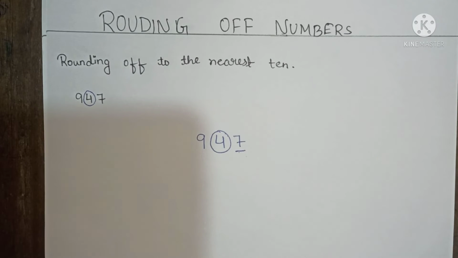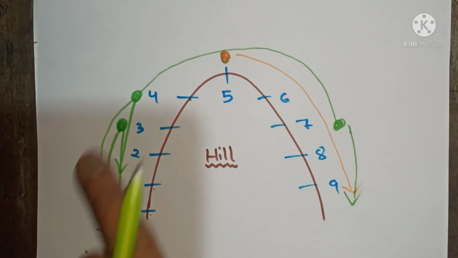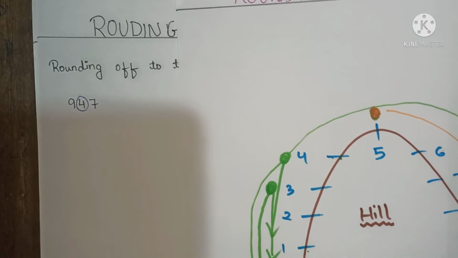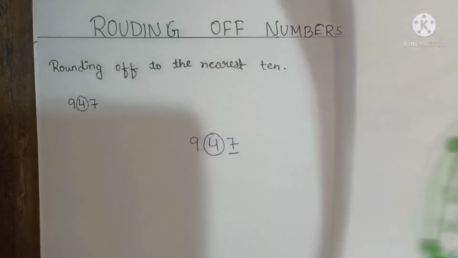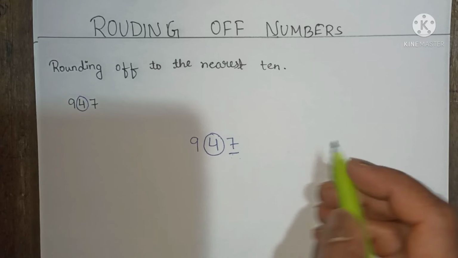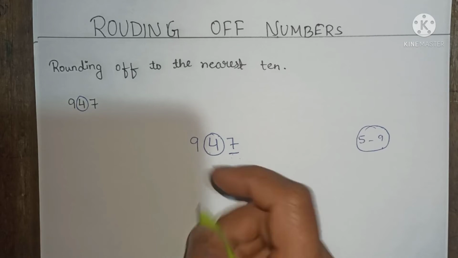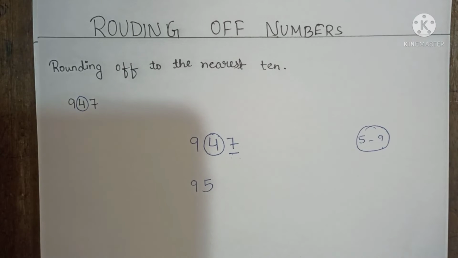Now 7, let us try to recall the hill concept that we have just learned. If it is from 0 to 4, we will fall back, and if it is 5 to 9, we will fall to the next number. Now 7 is between 5 to 9. So where will we fall? The next number. So what comes after 4? Yes, we get 5. Next number.